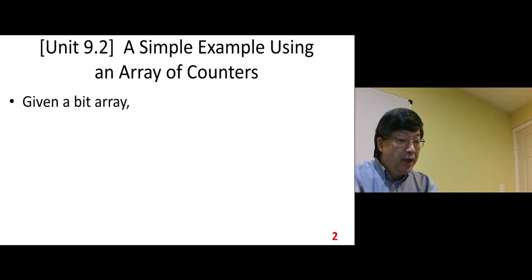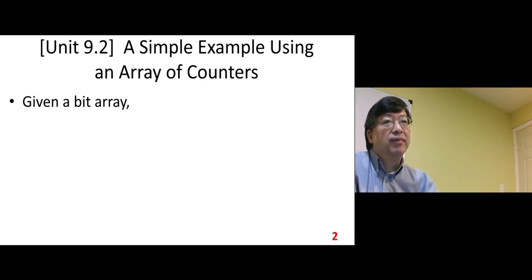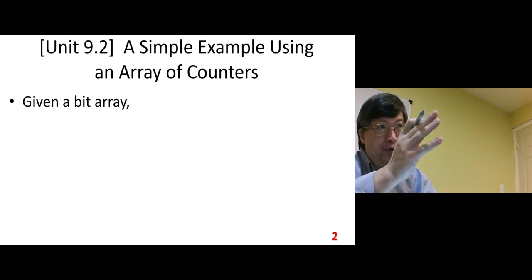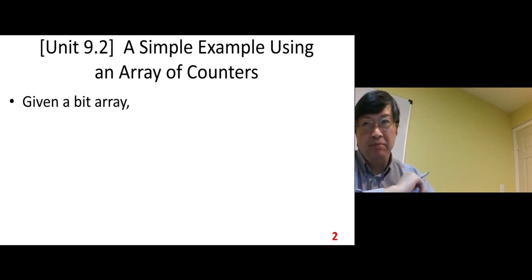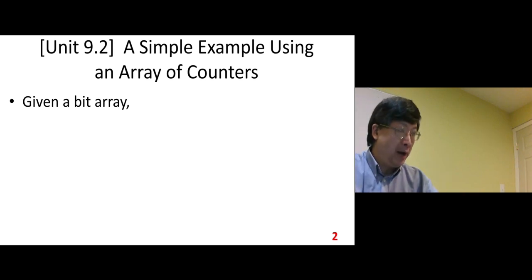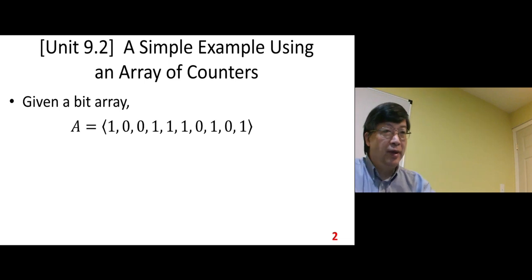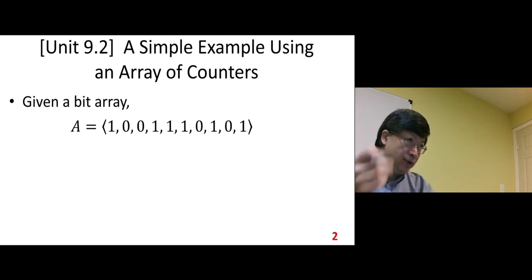Given a bit array. This array is very special, a bit array. The values for its elements can only take 0 or 1 bit value, like this: 1, 0, 1, 0, 1. Very simple.